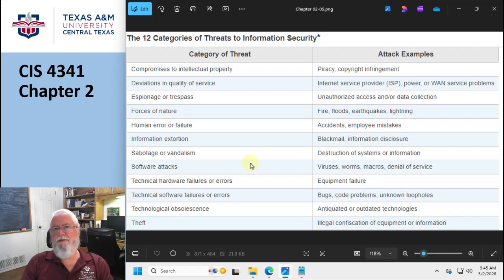Deviations in quality assurance. Now that's a horrible term because what that really means is the website is down. Okay, does that sound like the website is down? Like there's a power outage or somebody cut the fiber, that kind of stuff. Espionage or trespass, yeah, okay. Forces of nature, fire, flood, etc. Human error, oh yeah, big time. Information extortion, yeah, ransomware, sabotage, disgruntled employees, software attacks, viruses, technical failures, technical software failures, etc.